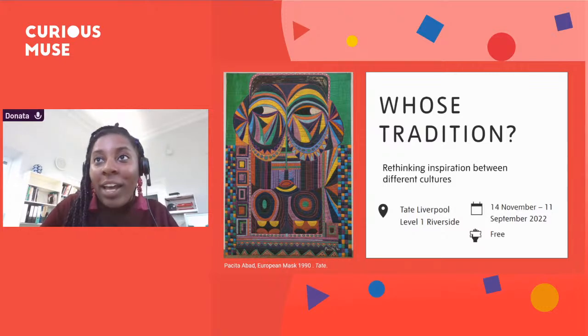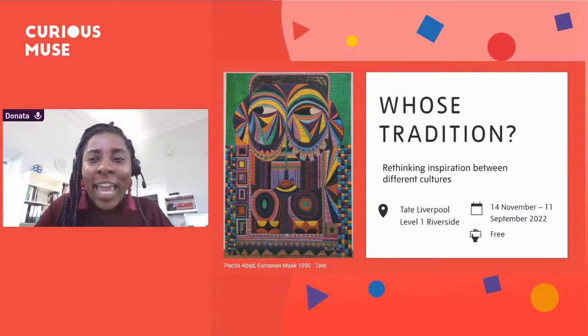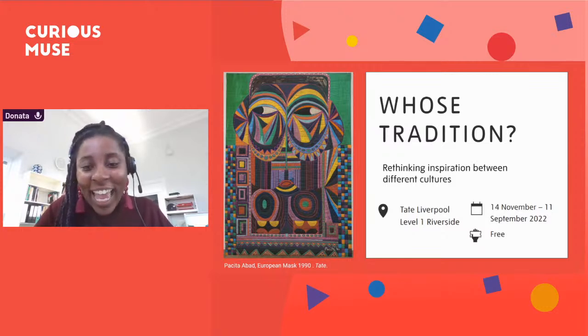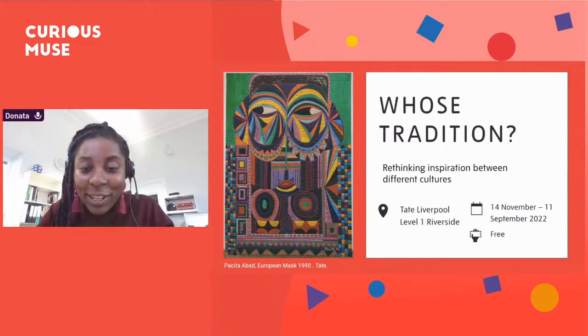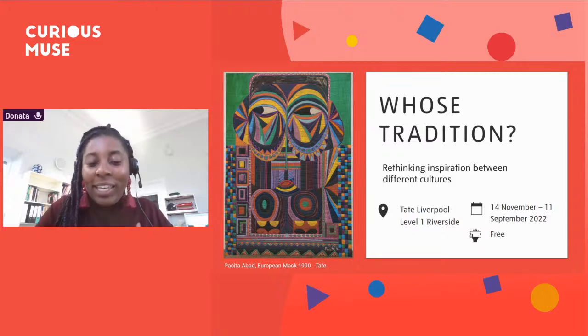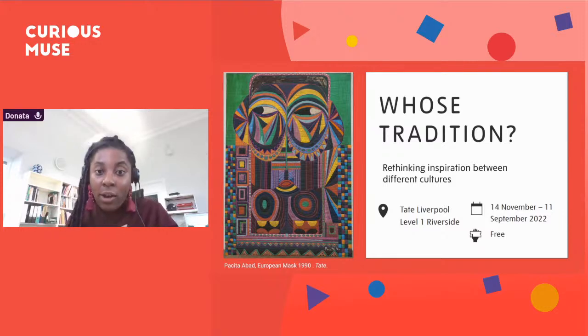So the work that can be seen on the left is by Patissa Abad from the Philippines, and it's of a European mask from 1990. And Patissa Abad uses these masks to reveal this kind of African, the African influences behind the European work, and then to call it a European mask after that.